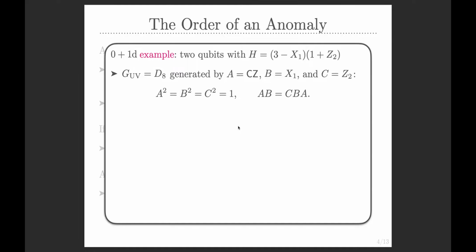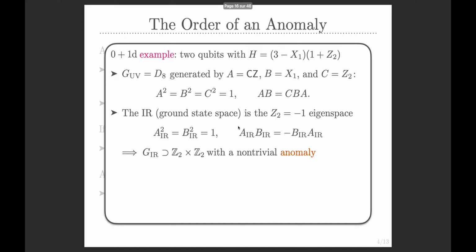Good. So the IR of this Hamiltonian, well, in quantum mechanics, when we say IR, we really just mean the ground state space. The IR of this Hamiltonian, it's the Z2 equals -1 eigenstates, right? You can quickly look at this Hamiltonian. There are 4 eigenstates. There's 2 ground states that have Z2 equals -1. And there's 1 excited state, I think, that has energy 4. And then another excited state that has energy 8.